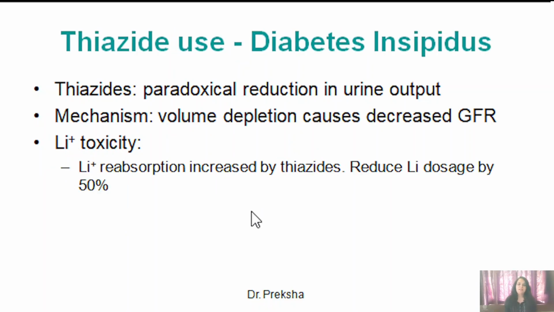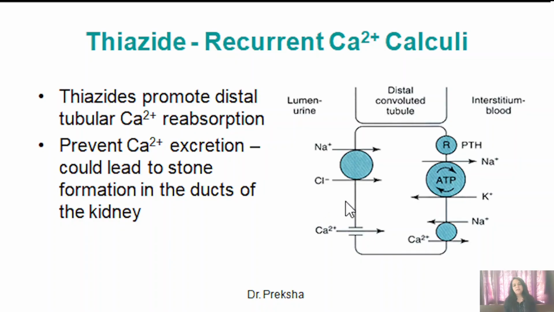So thiazides cause a paradoxical decrease in the urinary output, and the volume depletion which is caused by the thiazide ultimately decreases the glomerular filtration rate. So that is the therapeutic basis for its use in the treatment of nephrogenic diabetes insipidus. Apart from this, when you are using thiazide, lithium toxicity can occur because lithium reabsorption is increased by the thiazides. So if you are using lithium along with the thiazide diuretic, you have to reduce the dose of the lithium by at least 50%.